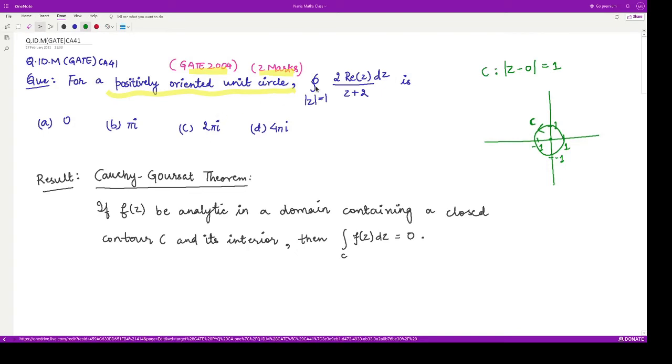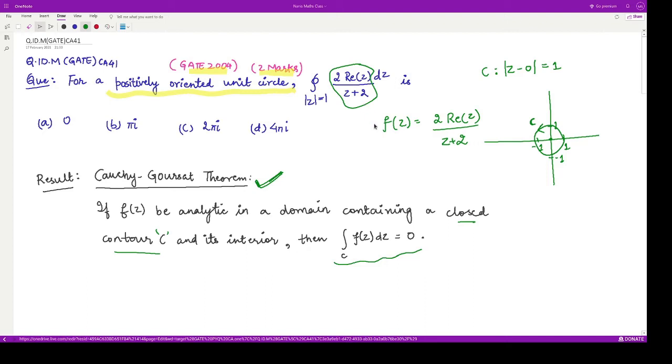Then they are asking for the integration over this closed circle of this particular function. Let us call this function f(z), that is equal to 2 Re(z) divided by z + 2. Now in order to solve this integration, we'll use the Cauchy-Goursat theorem, which says that if a function is analytic inside a domain of closed contour C, then its integration over that contour is equal to 0.